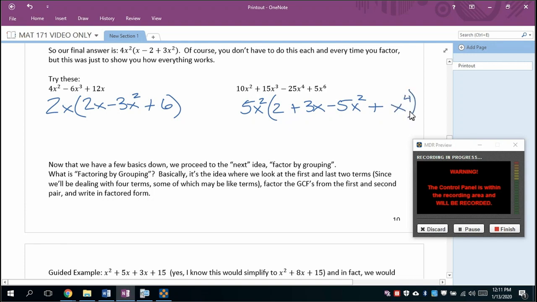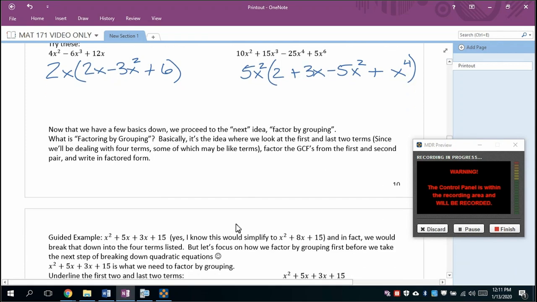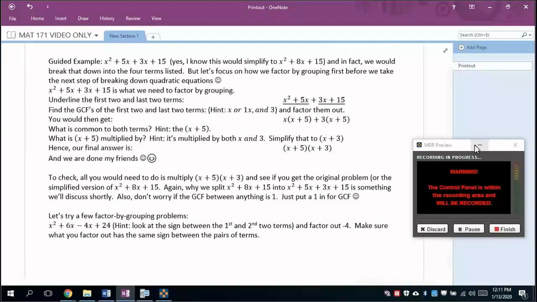And you'll be told in no uncertain terms how to factor. Now, factor by grouping, we look only at the first and last two terms. So what happens here is, x squared plus 5x plus 3x plus 15 does simplify to x squared plus 8x plus 15, but we're going to learn today where the 5 and the 3 came from.